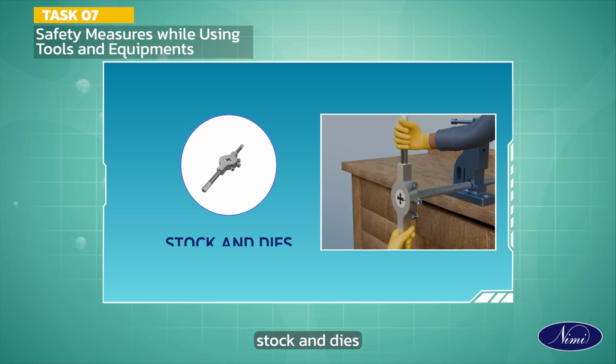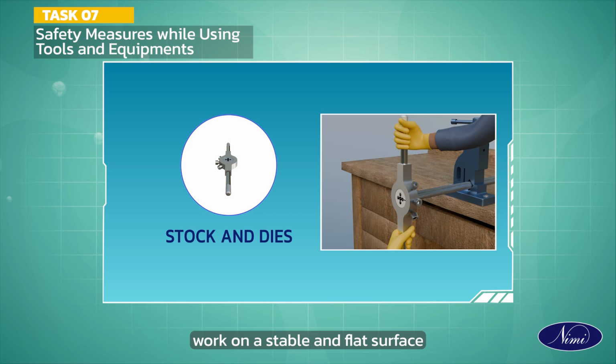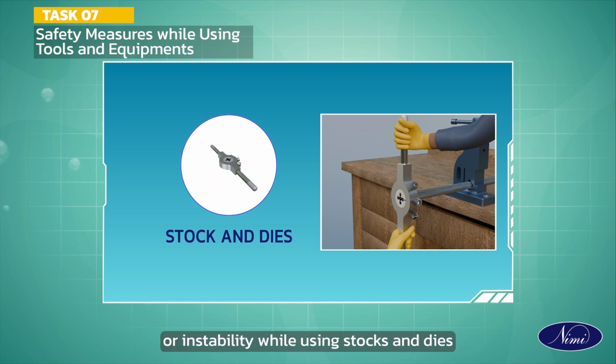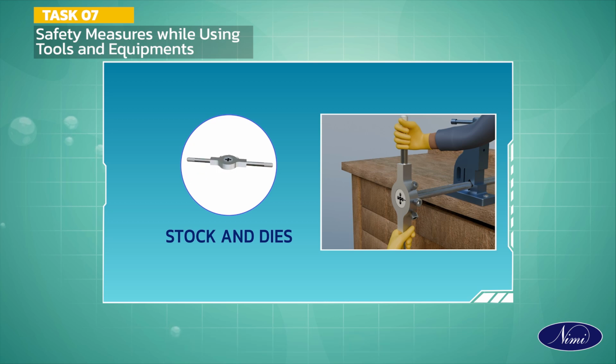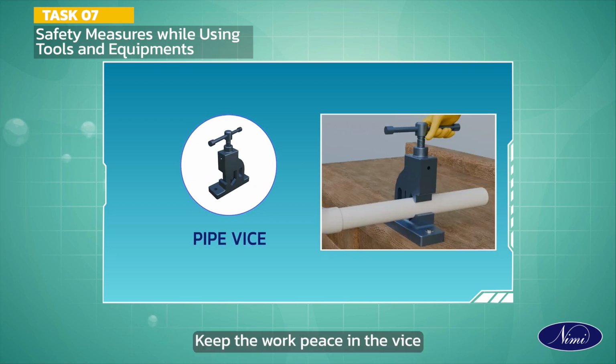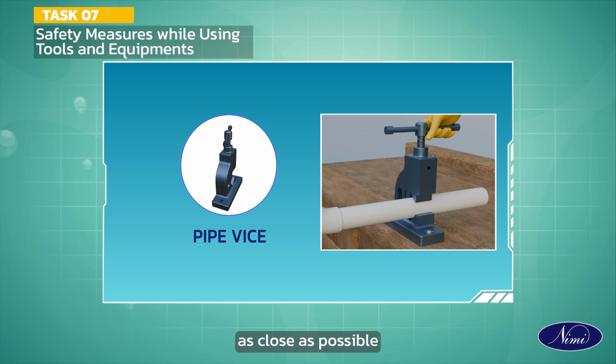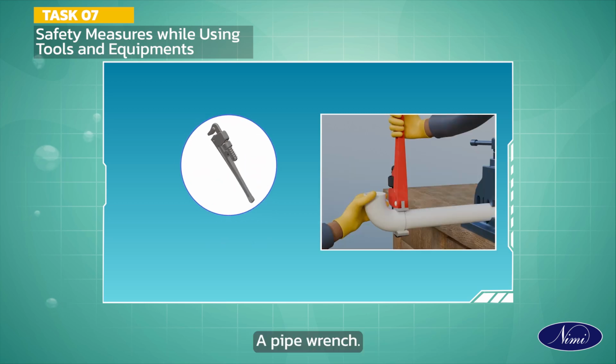Stock and dies. Work on a stable and flat surface to prevent slips or instability while using stocks and dies. Pipe vise. Keep the workpiece in the vise as close as possible to the jaws to prevent vibration when sawing or filing.